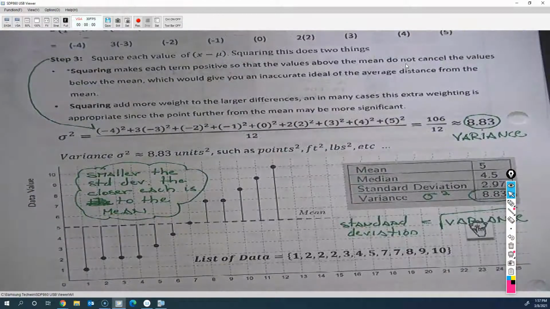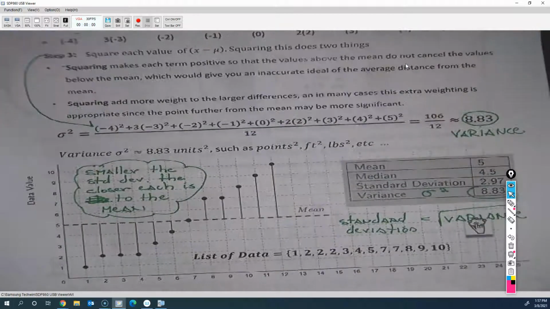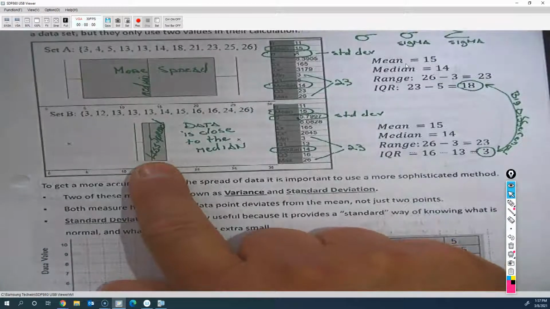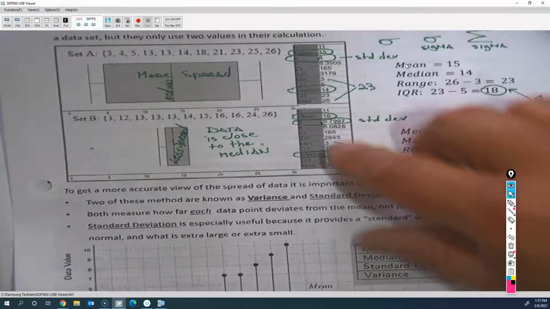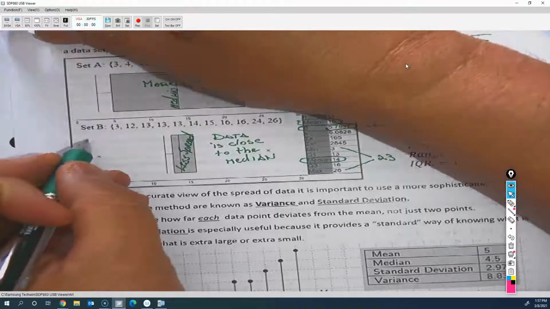A really small standard deviation means all of the data is really close to the average. Now, to show you the difference, right here, a small IQR, just so that you understand the difference.